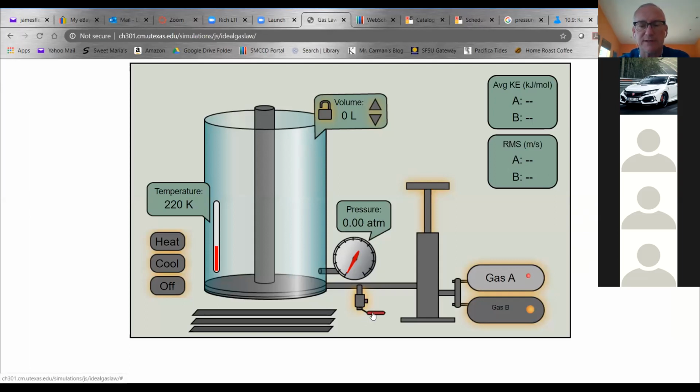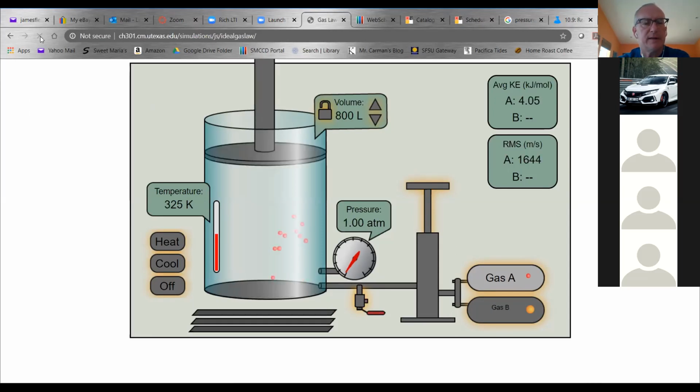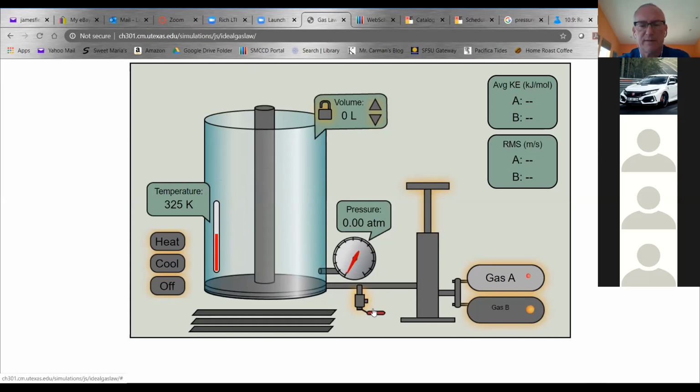All right. So what I did was I just clicked on the lever below the pressure indicator, and it releases all of the gas. And what temperature do people have right now? If you just open it, actually, why don't I just refresh it? 325 should be the 25, right. Okay. All right, so that releases all the gas.